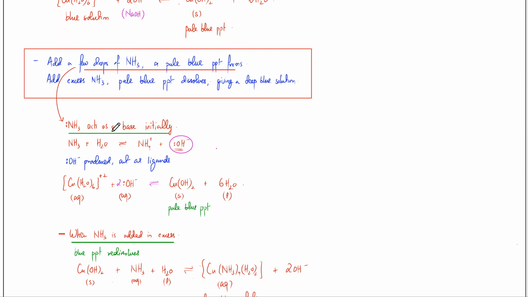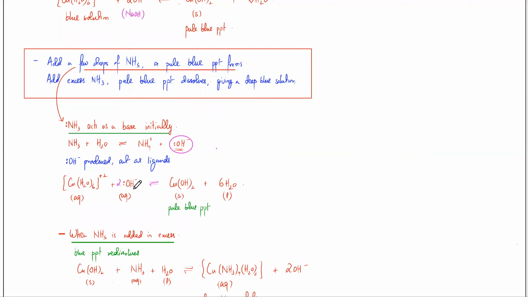What happens is that initially, right at the beginning, NH3 acts as a base. Instead of replacing the water molecules in the complex, it reacts with the water molecules, ending up forming NH4+ and OH- ions.